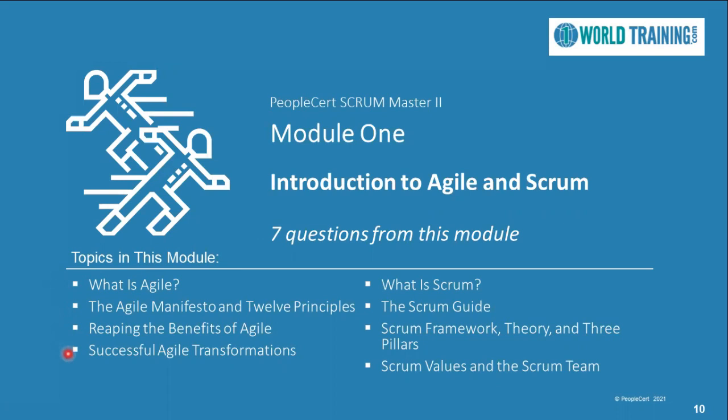This module, by the way, has been split into 2 recordings. So in the first recording, in this one in particular, we will look at these 4 topics, which I just mentioned. In the continuation to this module, in a subsequent recording, we will cover the remaining 4 topics. What is Scrum? The Scrum Guide, the Scrum Framework with its theory and the 3 pillars of Scrum, and Scrum Values and the Scrum Team concept.